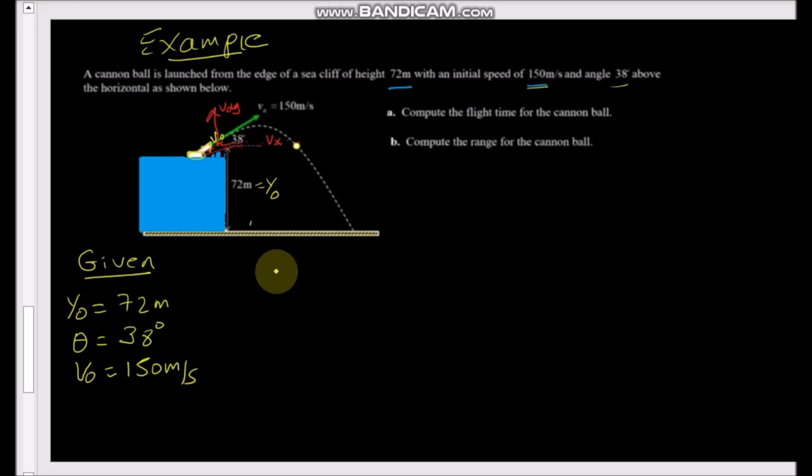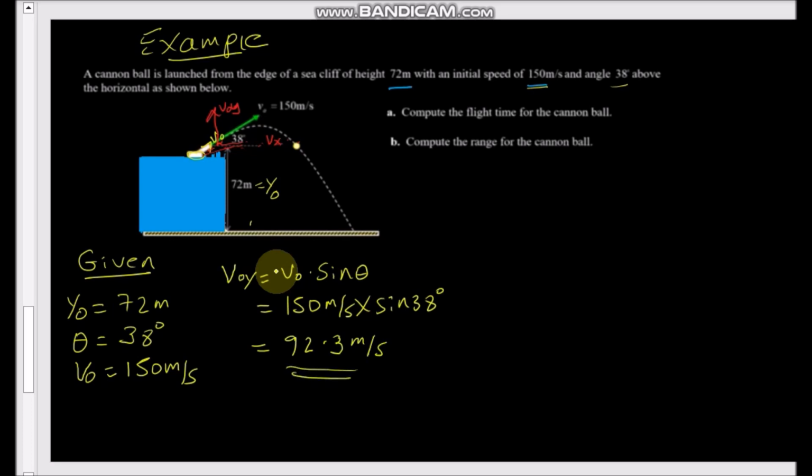Now we are going to again calculate the vertical component and the horizontal component of this object. V naught y means V naught, the vertical component across the y, means V naught times sine theta, which is equal to V naught, already 150 meters per second, times sine 38 degrees. This is almost equal to 92.3 meters per second. This is the vertical here.